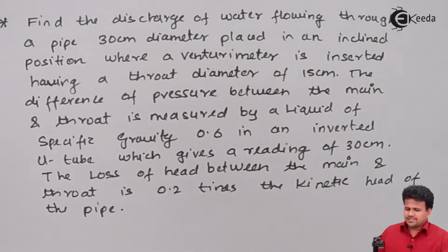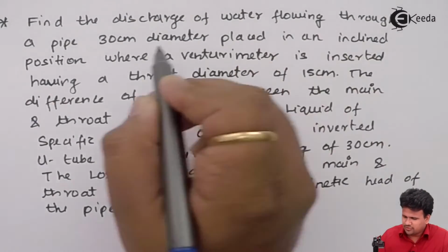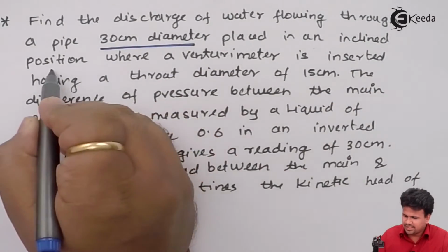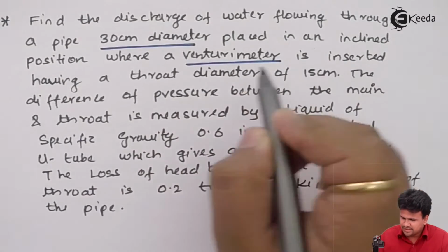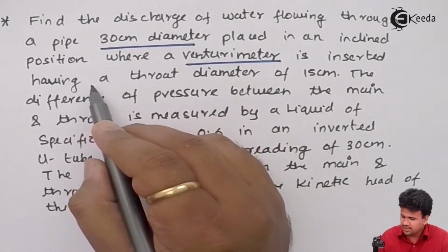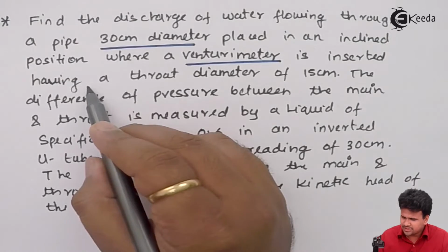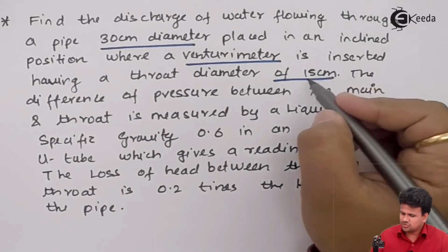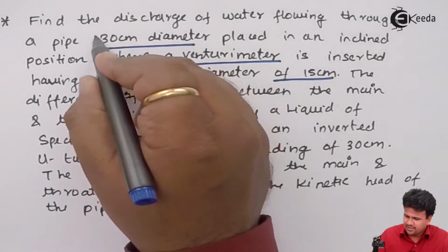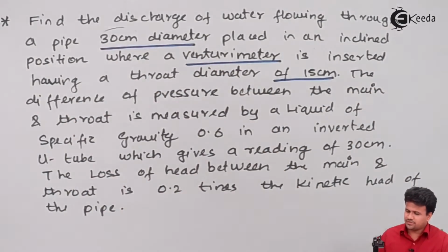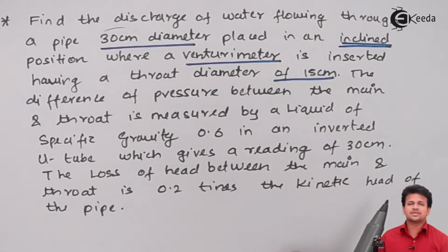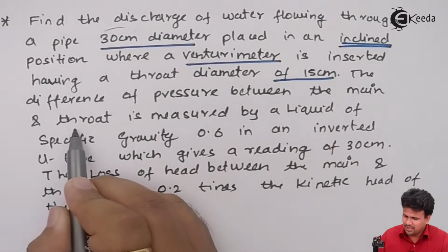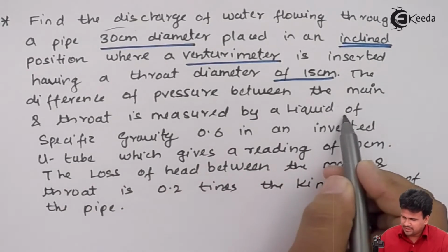The problem states: find the discharge of water flowing through a pipe of 30 cm diameter placed in an inclined position, with a Venturi meter inserted, having a throat diameter 15 centimeters. So the throat diameter is given to us and the diameter of the pipe is given to us. More importantly, what is given to us over here? It is inclined.